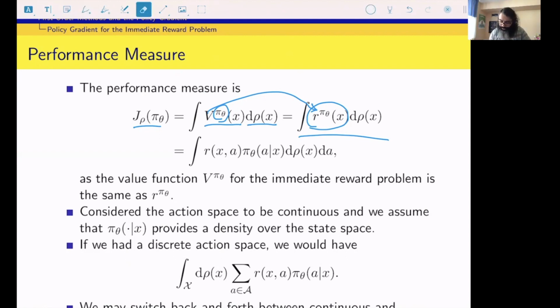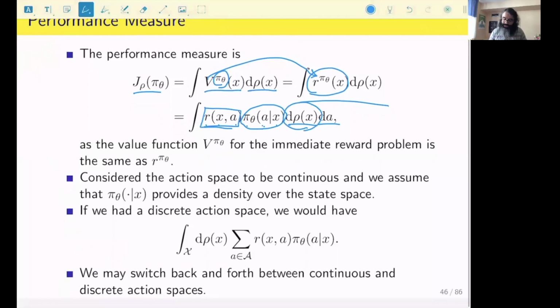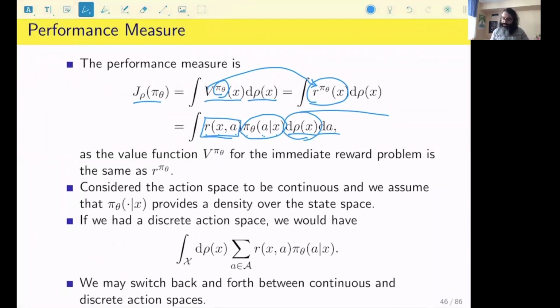It would be the integral of R of x and a times pi theta of a conditional on x, d a, and then d rho of x. So we have integration over the action space weighted by probability pi theta of a given x, computing the expectation of R of x and a, and then another integration over states according to rho of x. We consider the action space to be continuous, and we assume that pi theta provides a density over the action space, which is why I wrote it as an integral. If we had a discrete action space, it would be very similar.